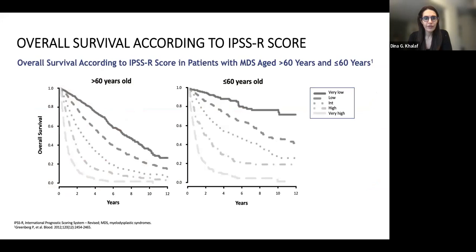Then this is the overall survival based on the scoring system of the revised IPSS in patients with MDS above the age of 60 and less than the age of 60. As you can see, mostly patients with very low risk and low risk MDS have a higher percentage in those younger than 60, and the overall survival is better in patients younger than 60. However, it's lower in patients older than 60.